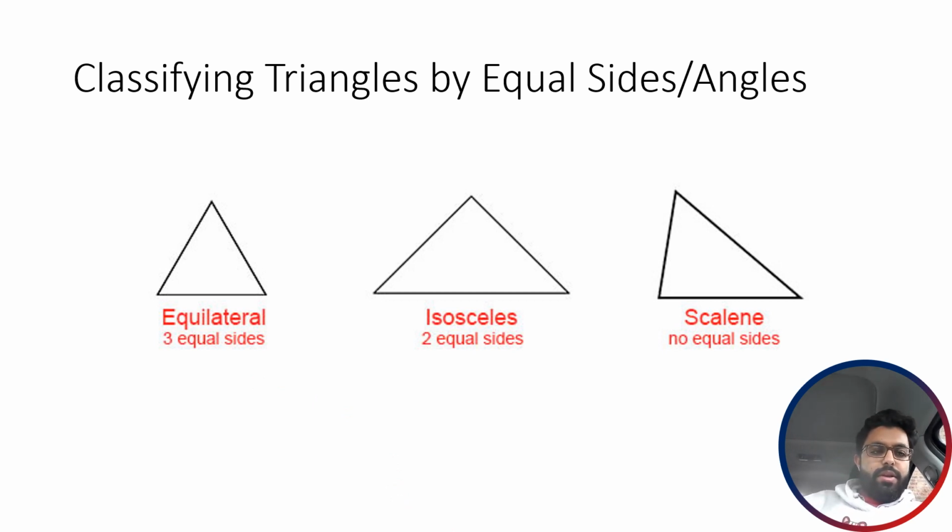So we could indicate that it's got three equal sides by putting a tick mark here, a tick mark here, and a tick mark down here. So that says that even if it's drawn a little bit wrong, all three sides are supposed to be the exact same length.